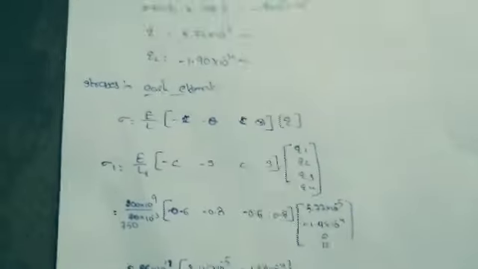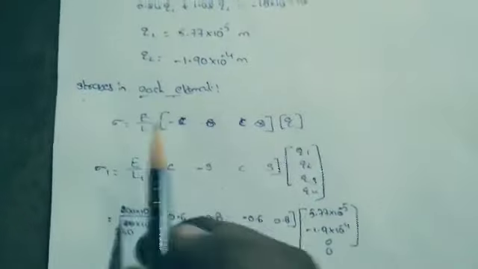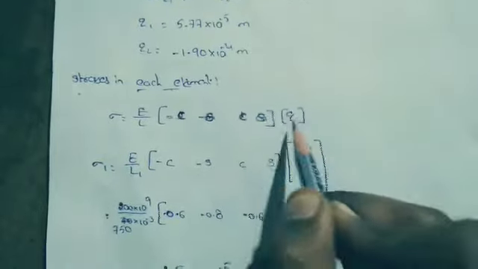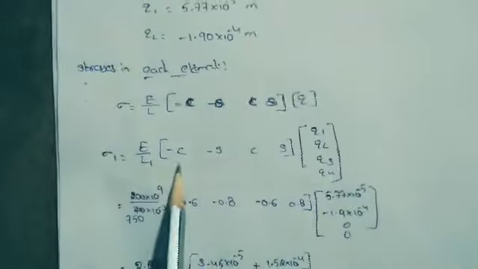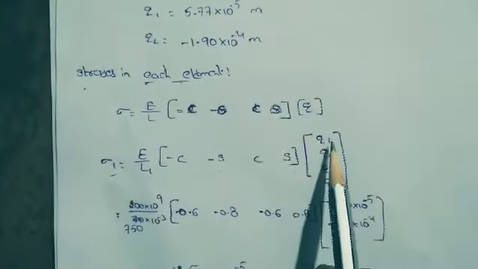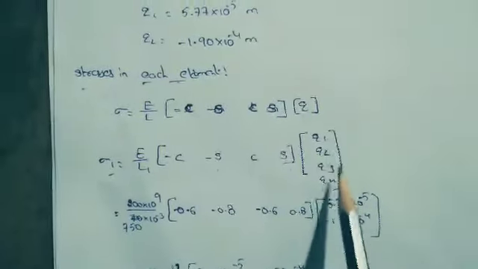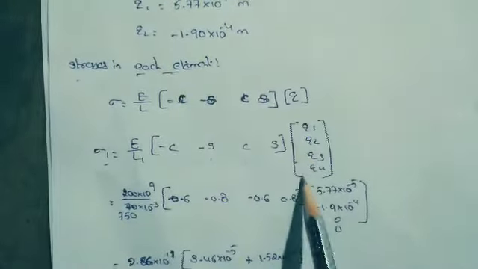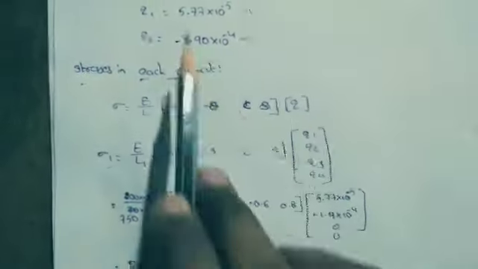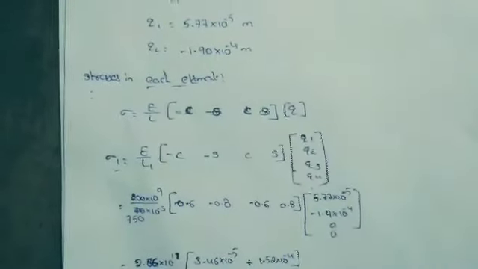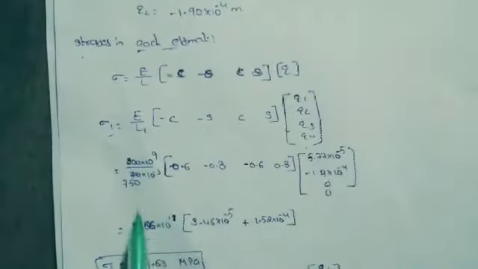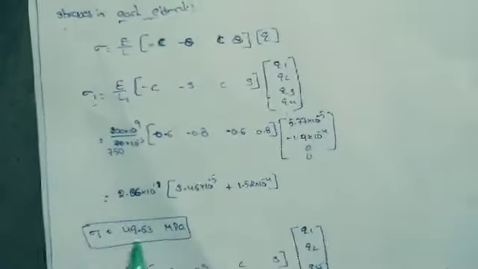Next, stresses in each element. Sigma equal to E by L times [minus C, minus S, C, S] times Q. Here, E by L1 times [minus C, minus S, C, S] times Q1, Q2, Q3, Q4. This is element number 1, having the nodal numbers 1 and 2, having the displacements Q1, Q2, Q3, Q4. Substitute all the values. Q3, Q4 are 0, and Q1, Q2 you obtained in the above step. Multiply these two matrices and calculate the entire thing, you will get the sigma 1 value as 49.63 MPa, megapascal.